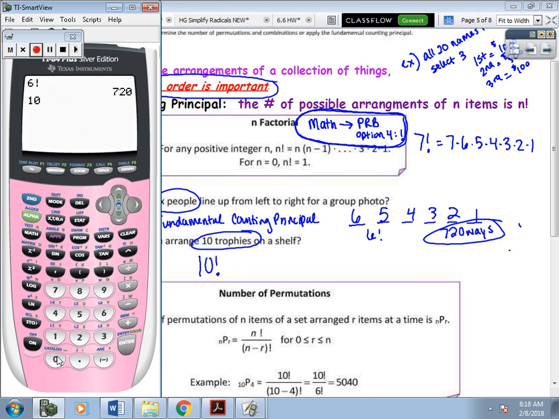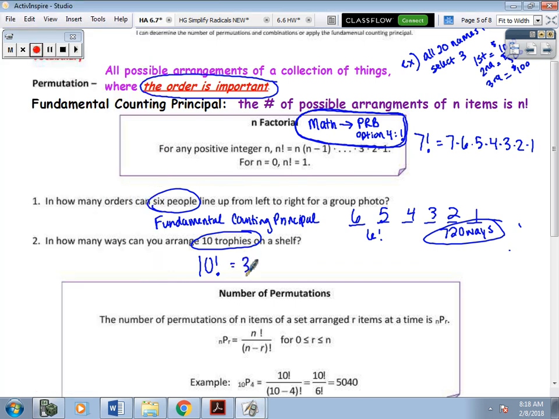So type in 10 first, math, arrow to probability, option 4. We get a very big number, 3,628,800 ways that we can order the trophies.